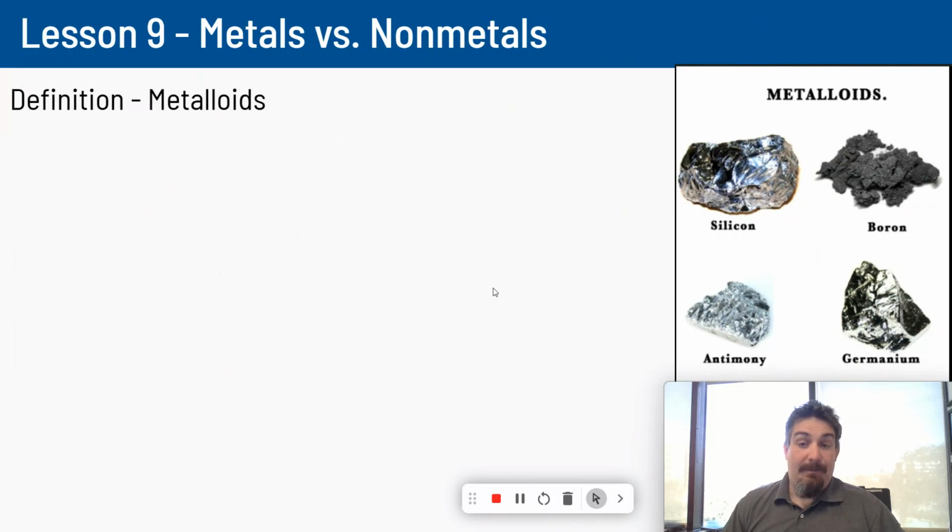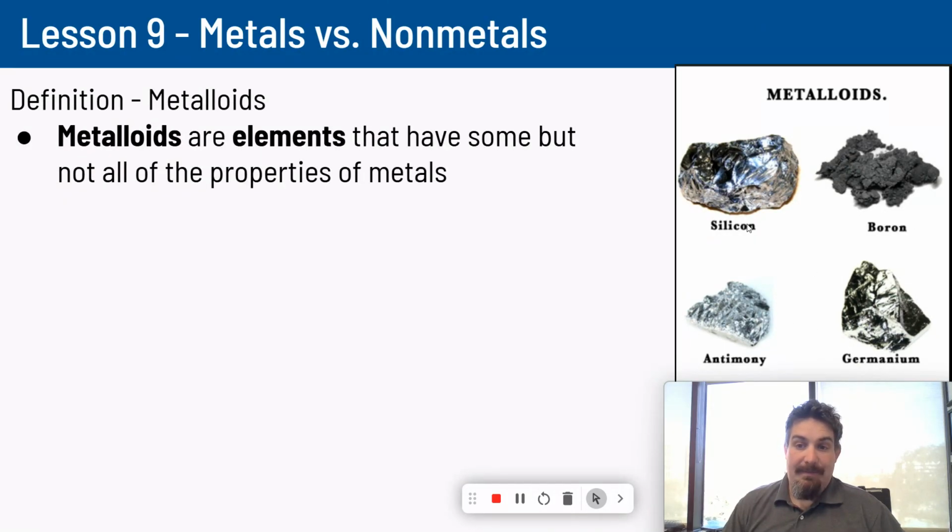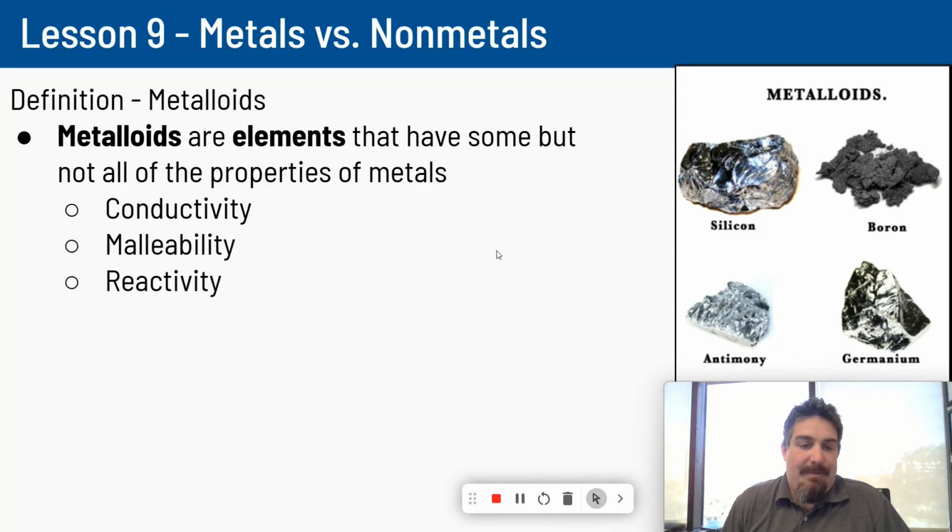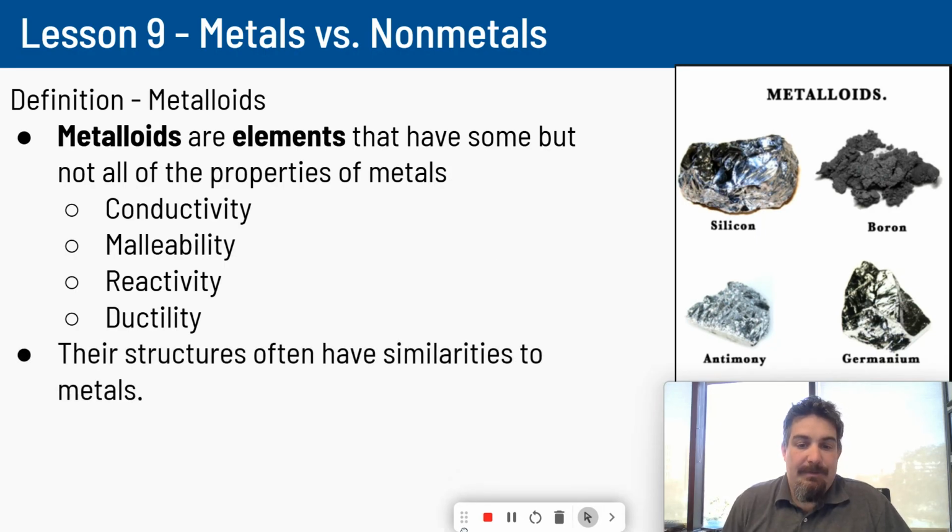Now, there's also metalloids. A few here on the right: silicon, boron, antimony, and germanium. They have some properties that metals have, but not all of them. Referencing back to that sheet, they're going to have yeses and nos, not all yes, not all no. So they might be conductive, malleable, reactive, or ductile, but they will not be yes on all four or no on all four. And their structures will have certain similarities to metals, which is part of why they would have some of these properties.